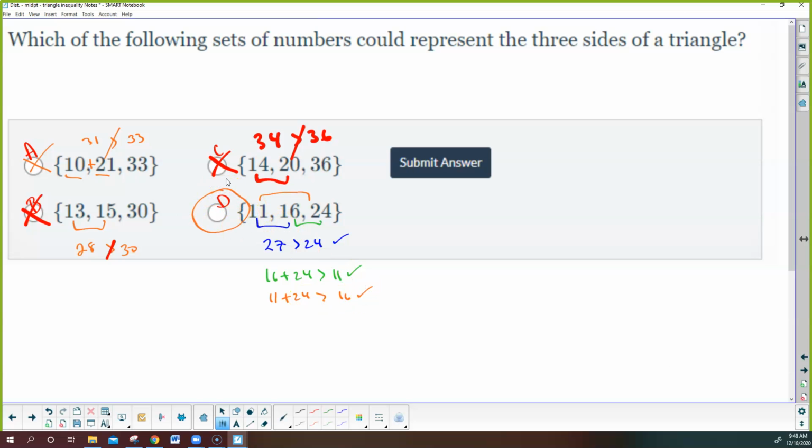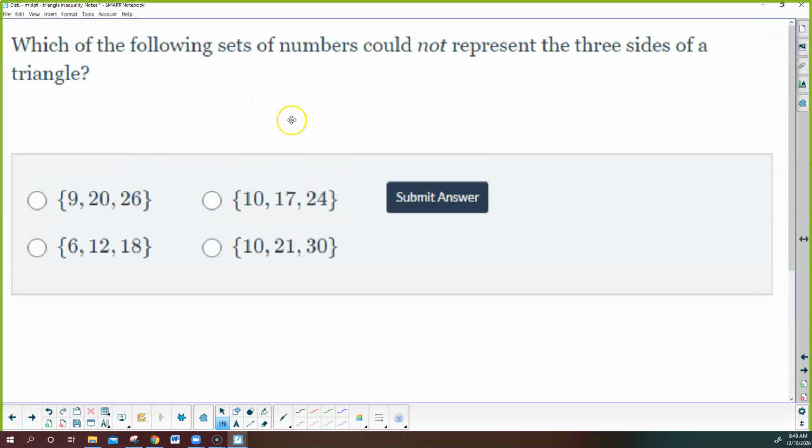Okay? You don't really have to show a lot of work from this. I just want to make sure that you aren't just checking one relationship and then stopping. You should check more than one. So this is the kind of question that just says which three could represent a triangle.